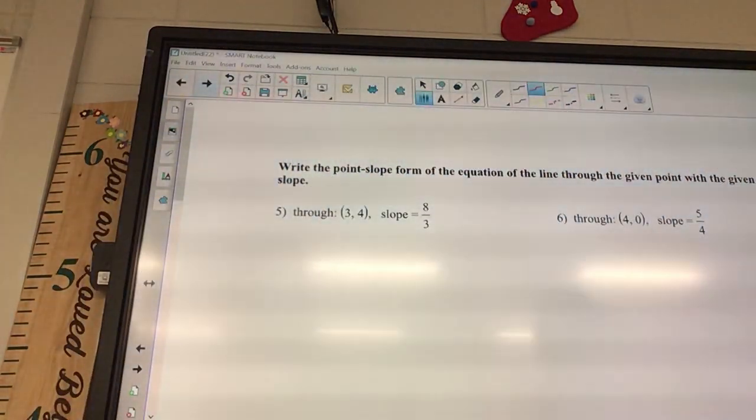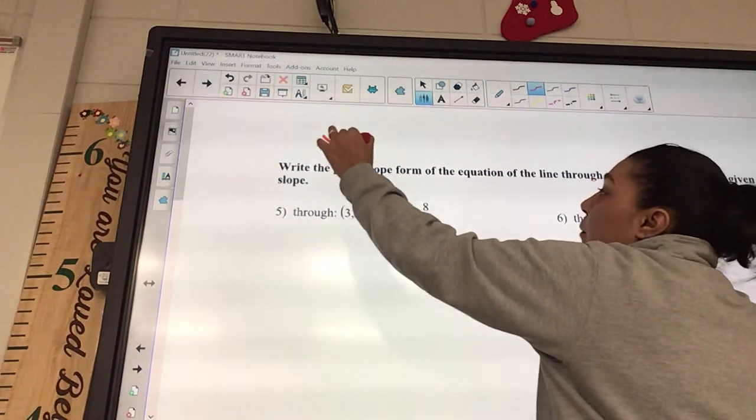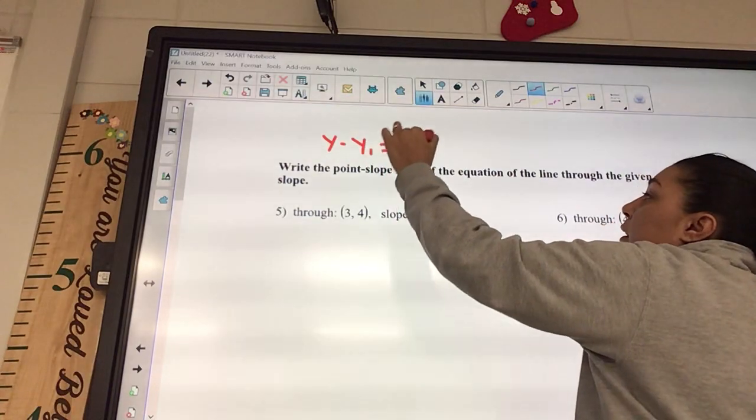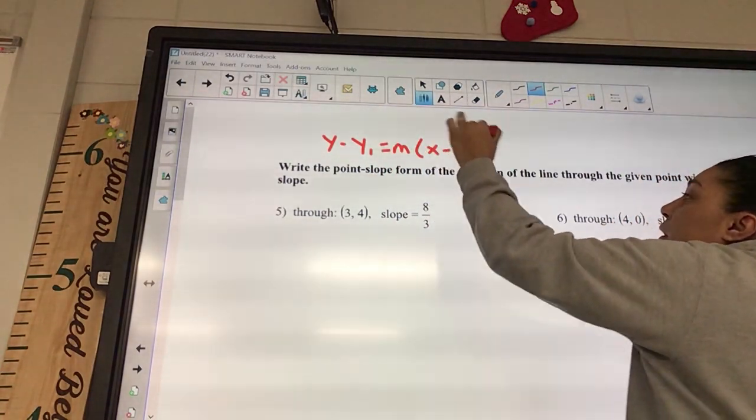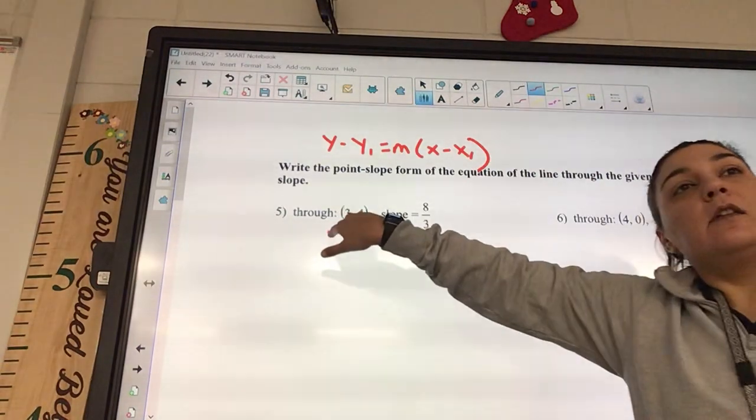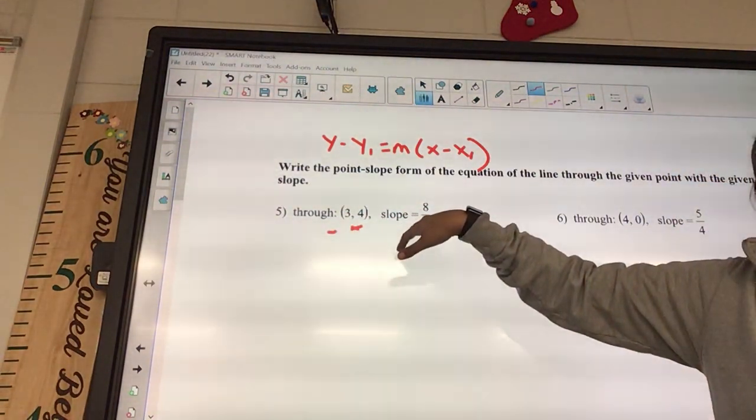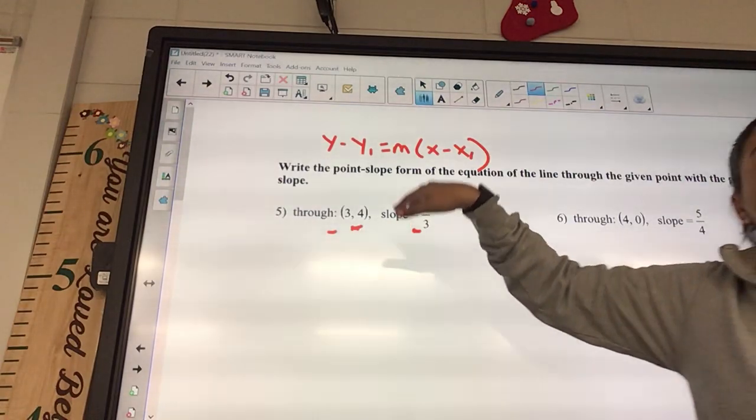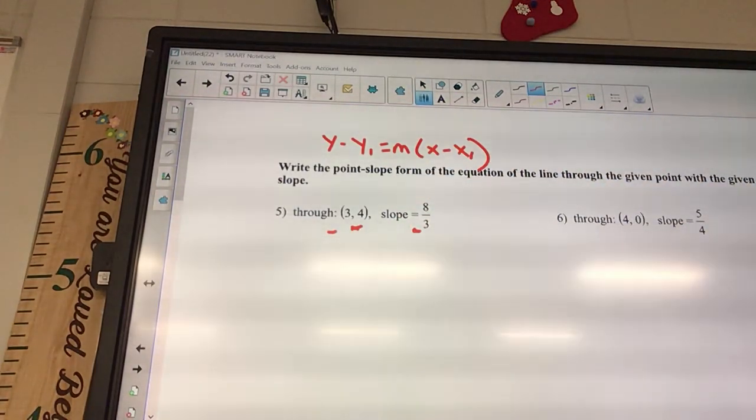Okay, 5. It says write the point slope form. Okay, so we got y minus y1 equals m times x minus x1. That's what I need my answer to look like. Okay, what did they give us in the problem? What do we call this? It's a point. What is this? It's a slope. Do you have enough to just straight use point slope? Yeah, we got a point and we got a slope.